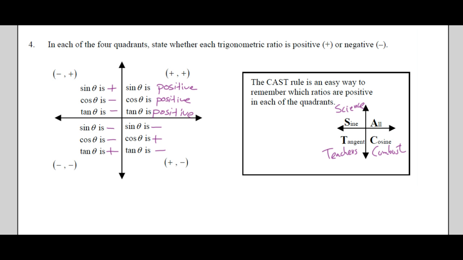So then you can start off here, right? ASTC, all science teachers combust. Add sugar to coffee. You know, that's another one, right? So pick your favorite of these. I tend to go with casserole just because I learned that 100 years ago, casserole, right? But, you know, ASTC, this is the way it works. They're all positive. The sine ratio is positive. The tangent ratio is positive. And the cosine ratio is positive, right?